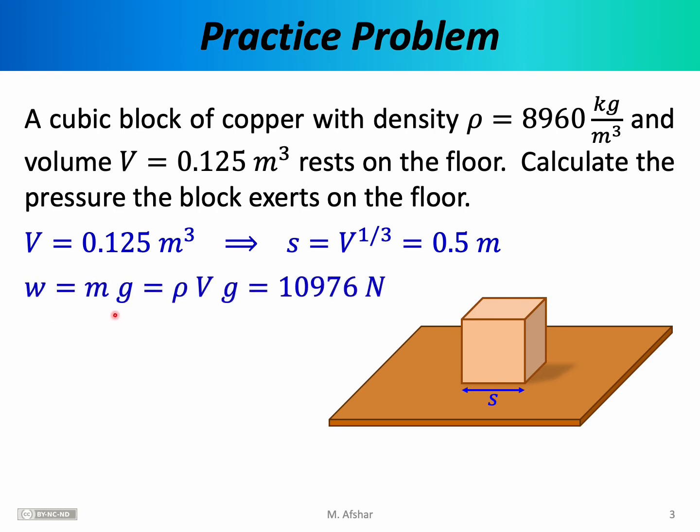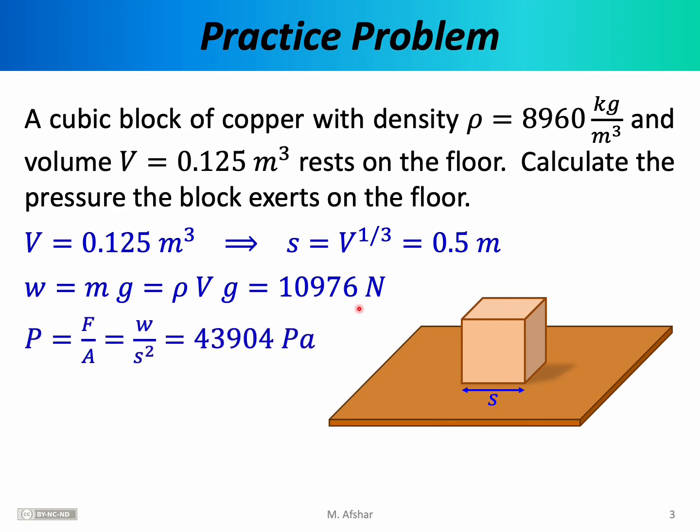Weight is simply equal to mass times the gravitational acceleration. Notice that the mass of the block is not given to us, but we are given the volume of the block and the density of the copper. So we can say that the mass of this copper block is density times its volume, times 9.8. Plugging those numbers in, we find that its weight is 10,976 newtons.